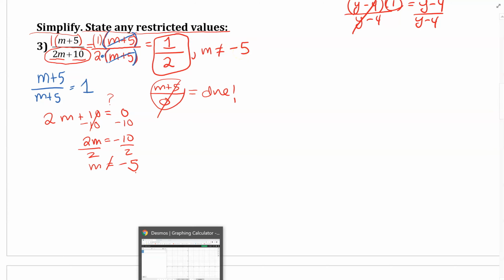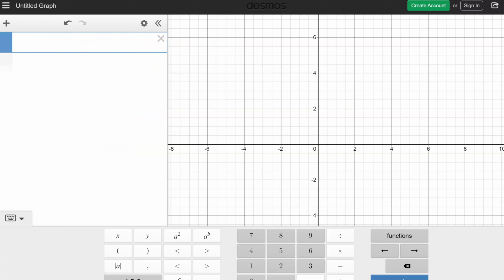Let me illustrate this using Desmos. So if you go to desmos.com, and I'm going to use the variable x because that's what Desmos uses.